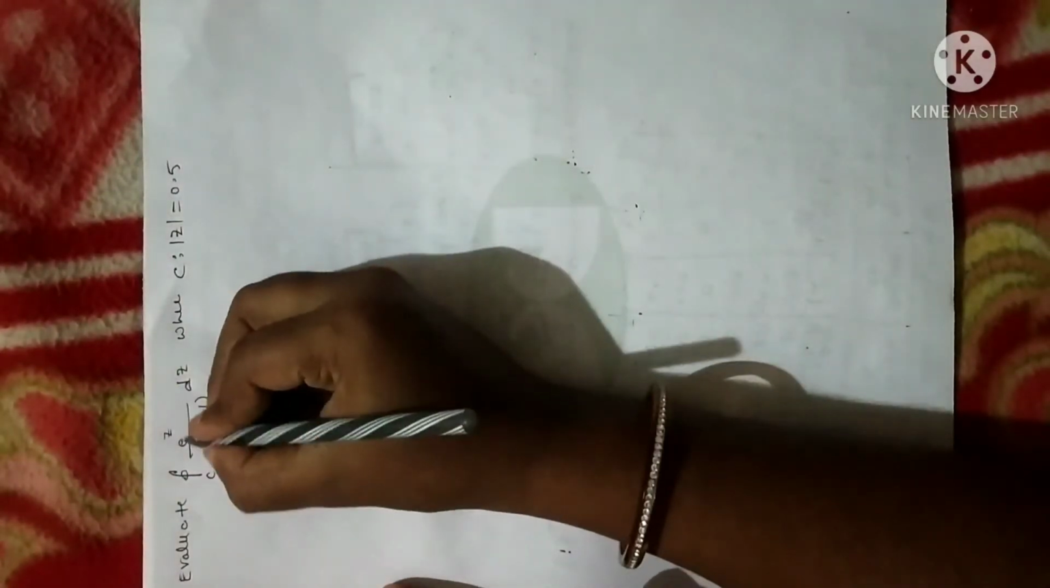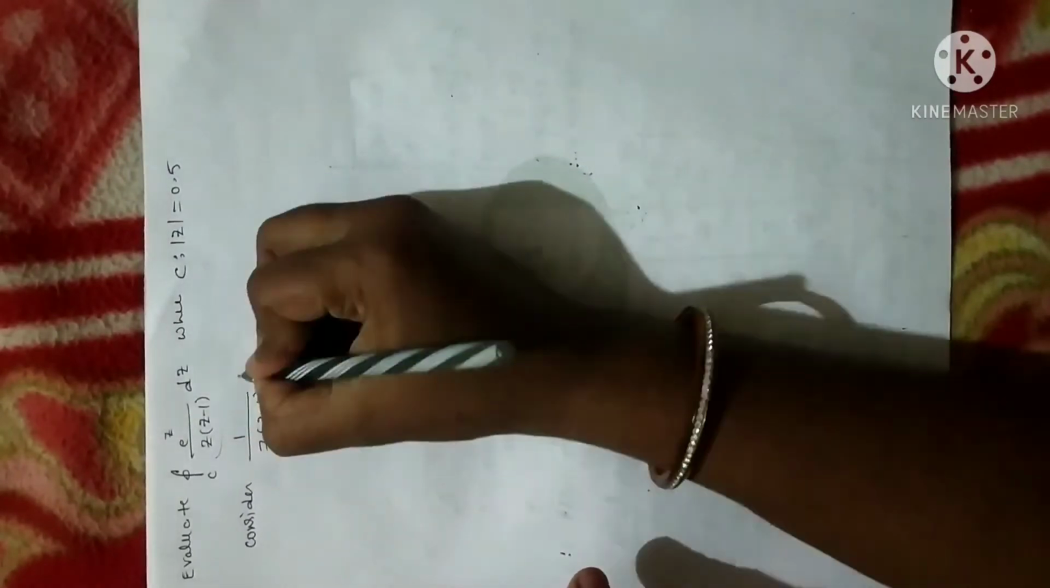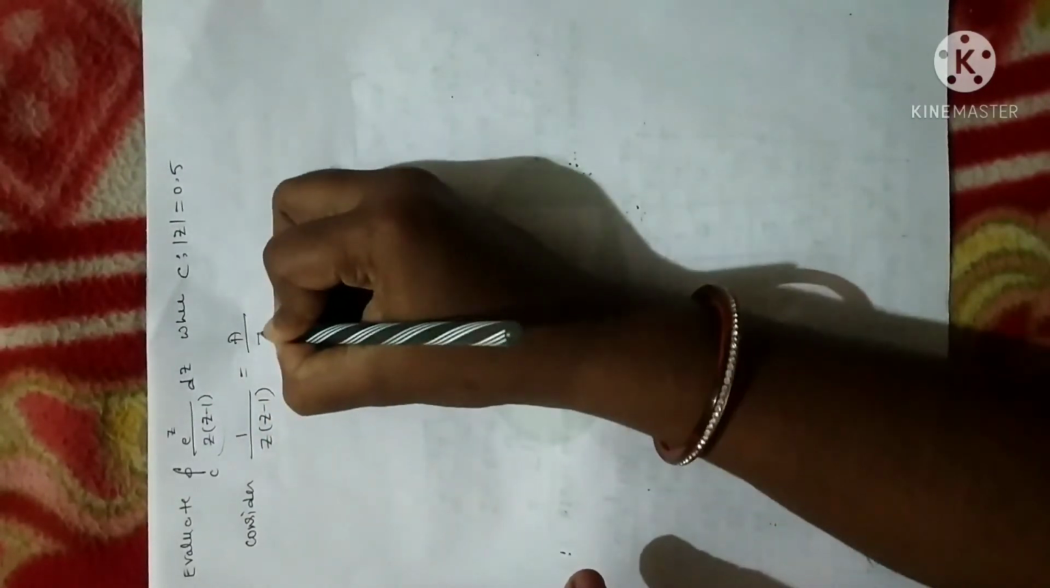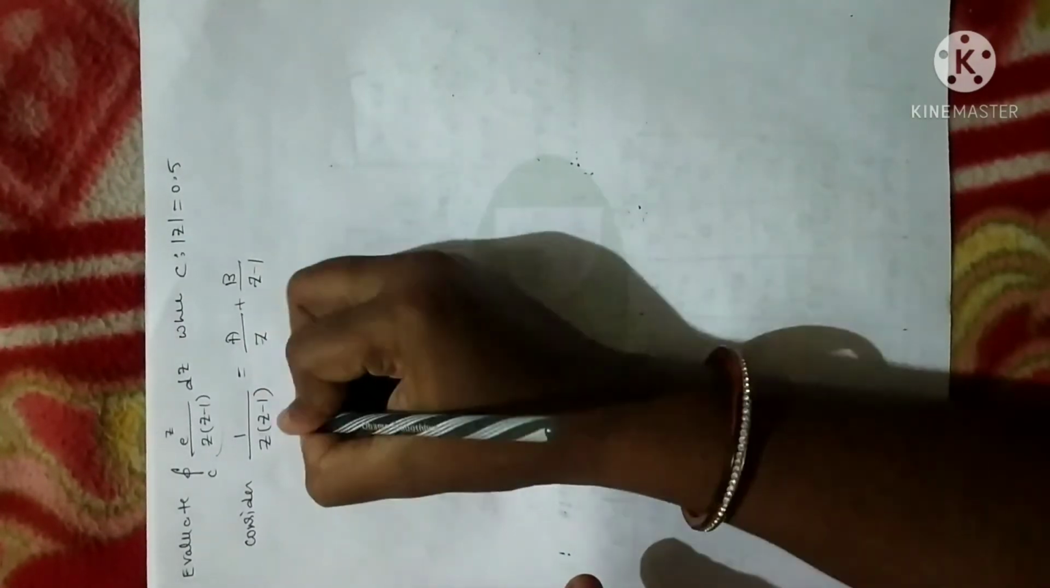Now, first we have to consider the integrand value, that is, leaving aside the numerator, let me consider the denominator. Why? Because it is a product of two functions, right? So we cannot predict the value of a here. So let me consider the value 1 divided by z into z minus 1. As you are already familiar, how can we split this? By using partial fractions. So let me write this as a divided by z plus b divided by z minus 1.